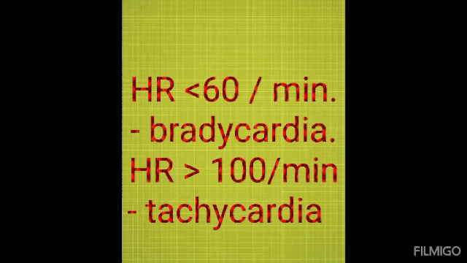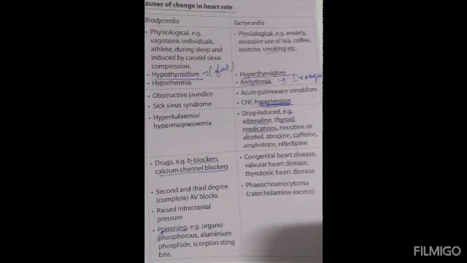This is pulse deficit. So the heart rate, if it is less than 60 beats per minute, is called bradycardia. If the heart rate is more than 100 beats per minute, it is called tachycardia. And causes of changes in heart rate.